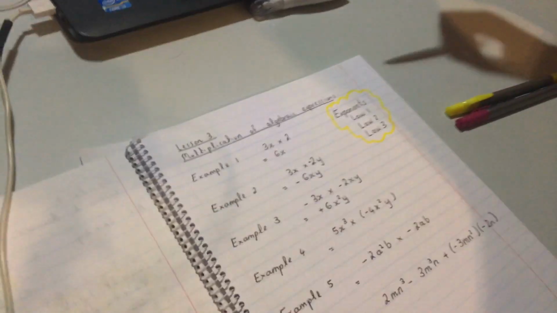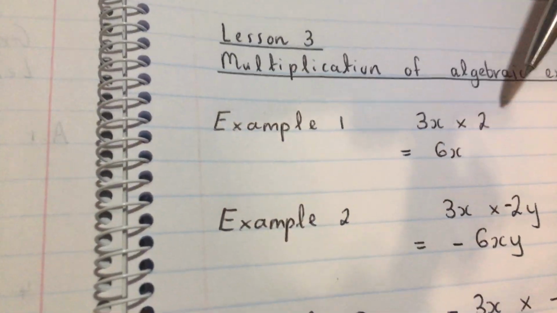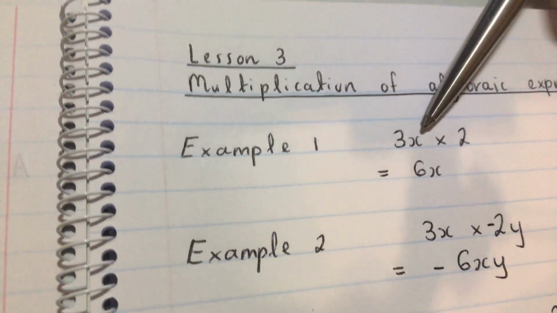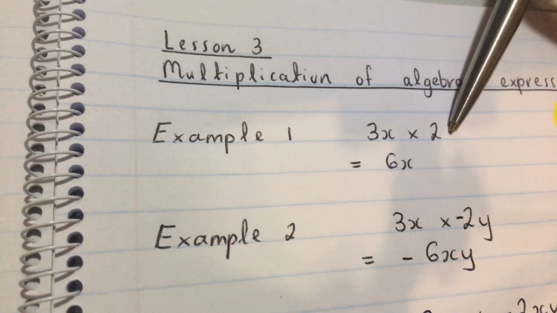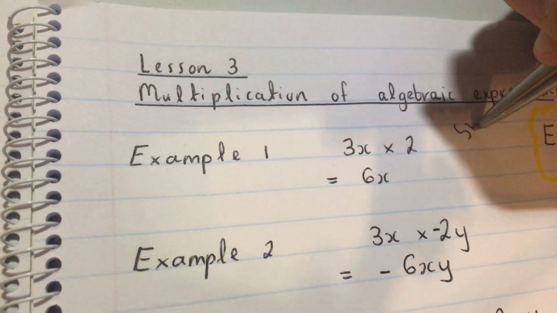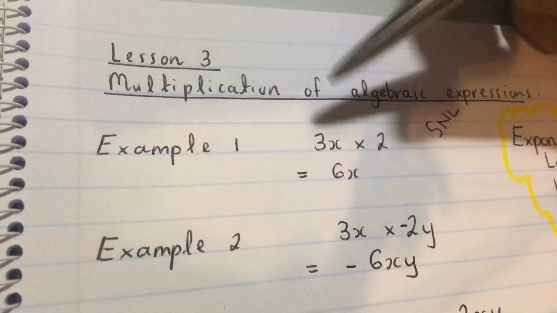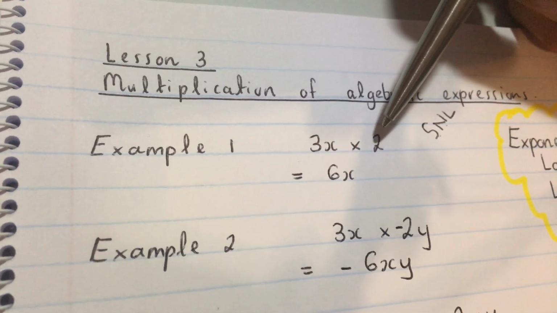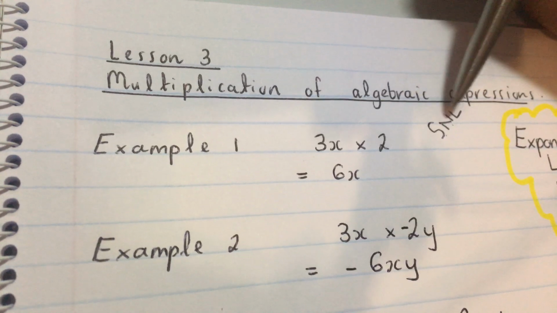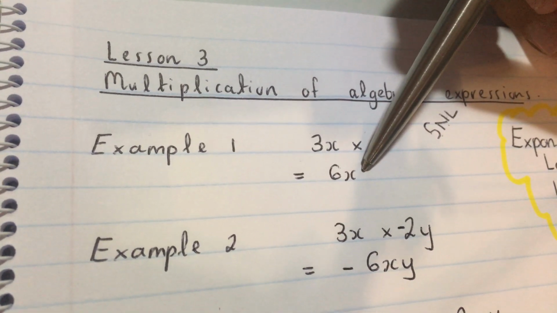Come, let's have a look at my examples that I've got for you guys. So the first example is 3x times 2. There's a variable here but no variable here. So what do we do? If you remember, sign, number, letter. Sign, number, letter. Are there any signs here? They're both positive, so you don't have to do anything. The numbers, so it's signs, then number. 3 times 2 is 6, and then the x just follows.